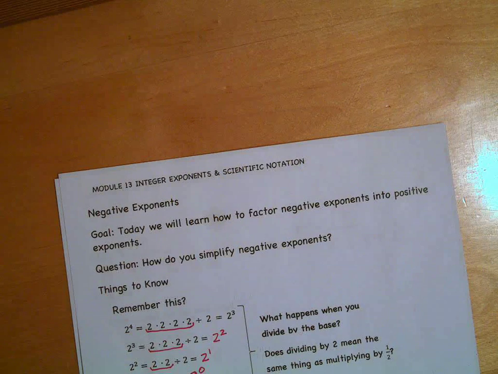All right, so let's go back to our goal for today. Today we will learn how to convert negative exponents into positive exponents, which is what we just did. The question that I asked you to think about is, how do you simplify negative exponents? Well, you simplify them by making the base its reciprocal and then multiplying that reciprocal by itself the number of times of the exponent.